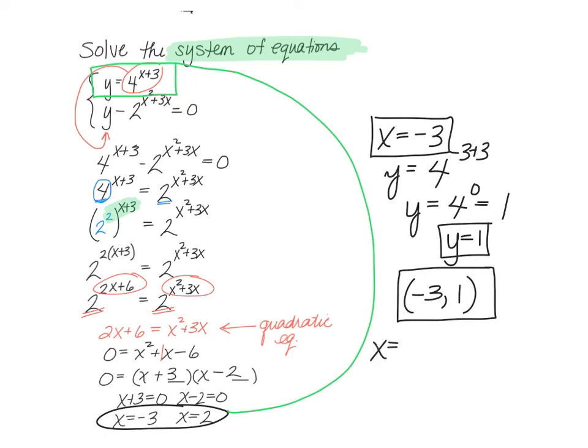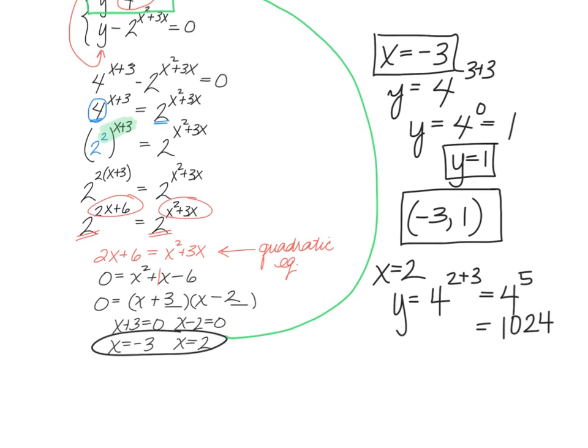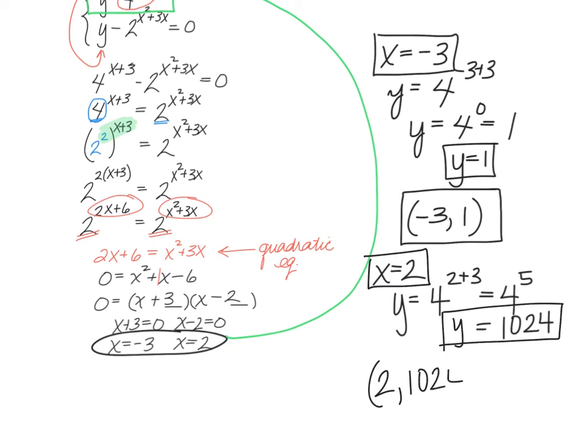And then we'll do the same thing for x is equal to 2. So y equals 4 raised to the 2 plus 3 power, which is going to be 4 to the 5th power. It's okay for you to go ahead and grab your calculator. I don't expect you to know 4 to the 5th power on your own. And that looks to be 1024. So when x was equal to 2, we ended up with a y value of 1024, and that means the intersection is 2, 1024. So we ended up with two intersection points. And again, just to recap, the actual answers are these two intersection points that I've highlighted here in green. -3, 1 is one of our solutions, and 2, 1024 is our second solution.